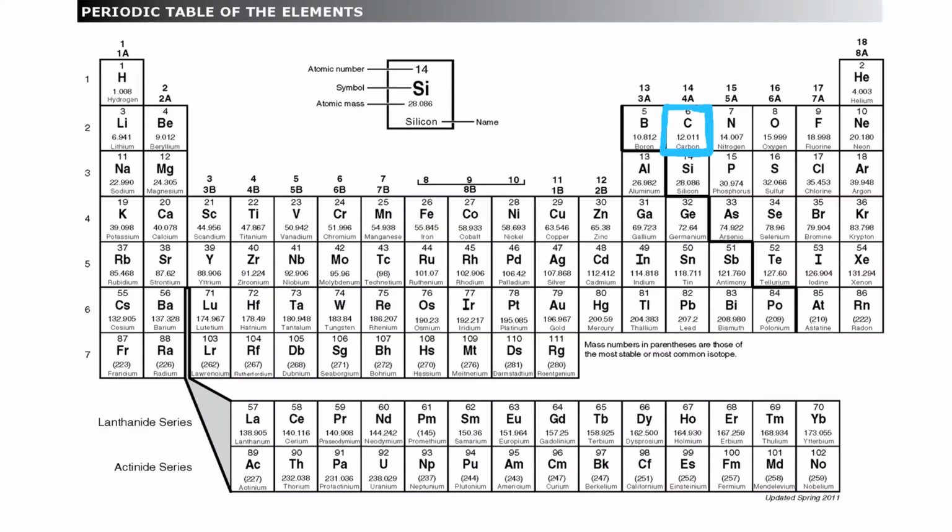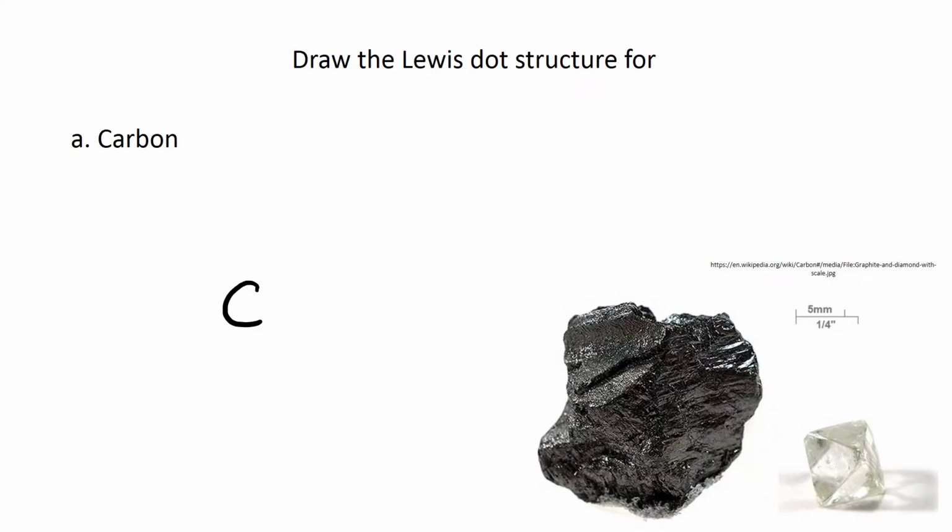Okay, so how many electrons does carbon have? Well, you get the number of valence electrons, outermost electrons, from the column that it's in, the group A number. Here you can see that carbon is in column or group 4A. That means that it has 4 valence electrons. So we're going to fit 4 dots around that carbon symbol. So here's going to be 1, 2, 3, 4, and that is the Lewis dot structure for carbon.